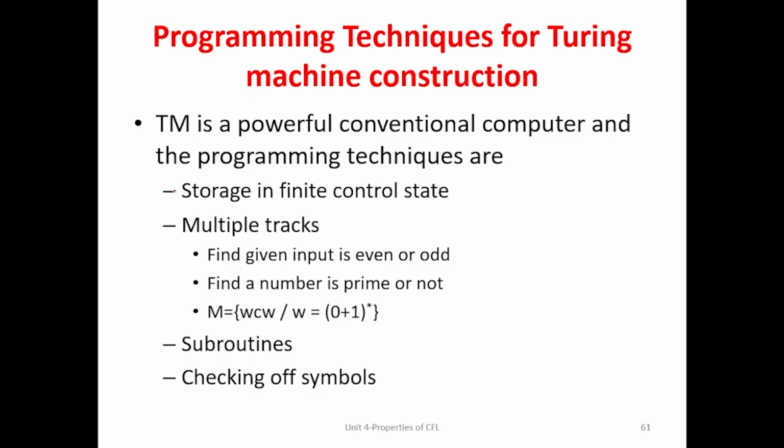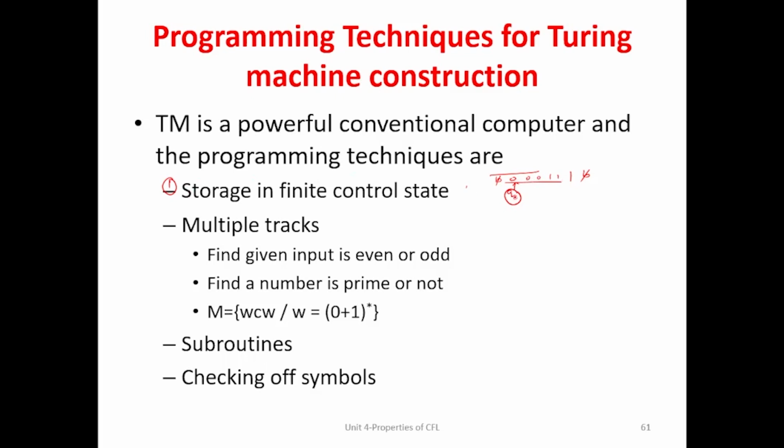There are four technical notations available for Turing machine construction. One is storage in finite control state, which means that we want to store the current state of a particular symbol in a tape. If you consider a tape, it contains only symbols. And we maintain each cell with the current state in a control head. Using that state only, the symbol can be replaced or we can stay at the same state.